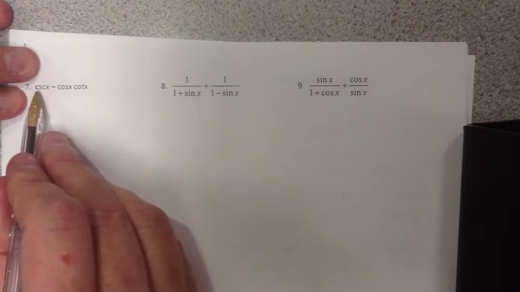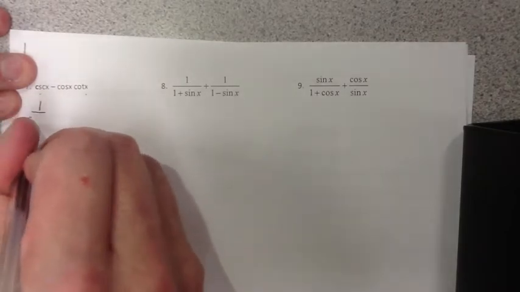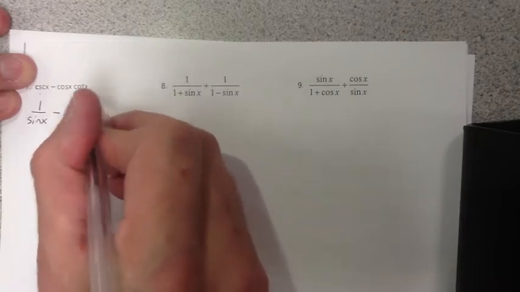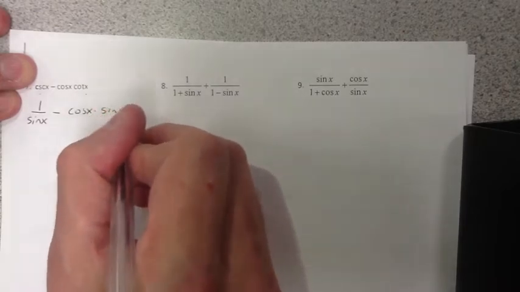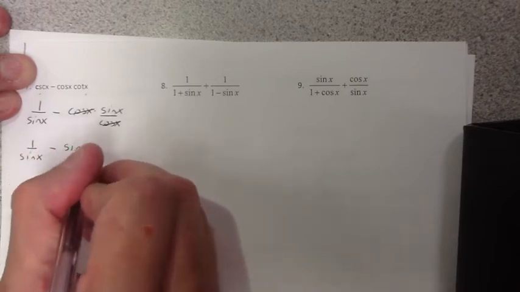Remember, we don't want to use cosecant or cotangent, so I'm going to rewrite it. Cosecant becomes 1 over the sine of x minus, this becomes cosine of x, and I'm going to write this as sine x over cosine of x. Of course, these cancel. And I get 1 over the sine of x minus the sine of x.